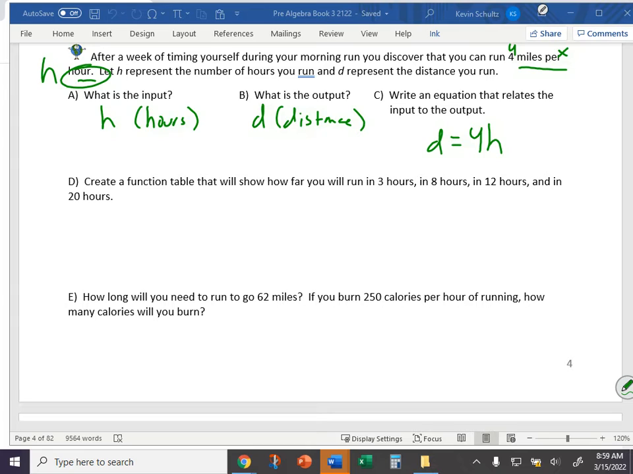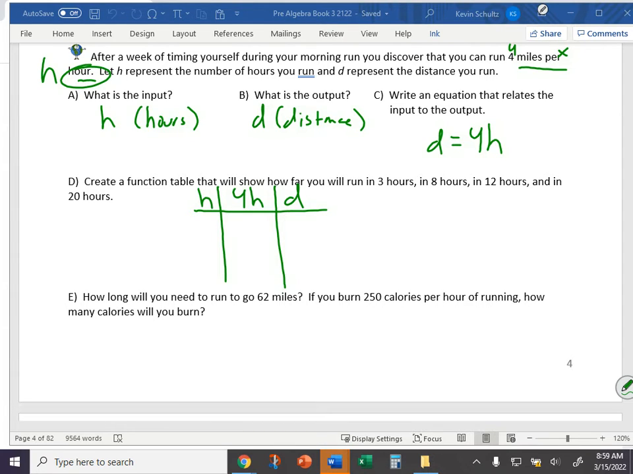Okay? Letter D, create a function table that will show how far you will run in 3 hours, 8 hours, 12 hours, 20 hours. So here's our function table, right? H, the rule is 4h. The output is distance, D. And this time, instead of you being able to pick what you're testing, I'm telling you what to test, which is helpful because, again, that kind of helps you identify what the input is here.